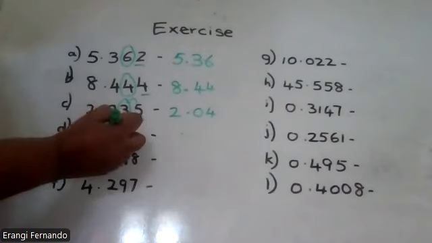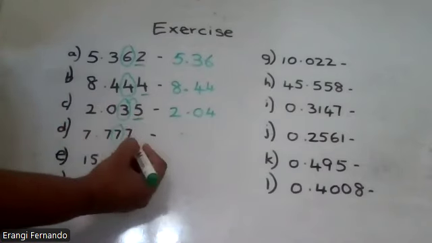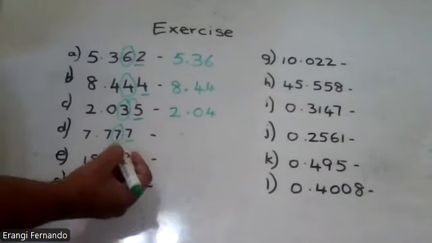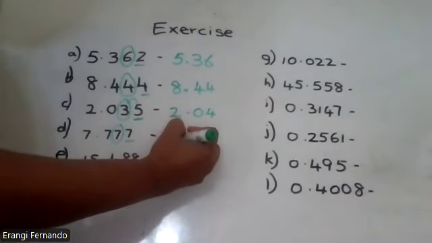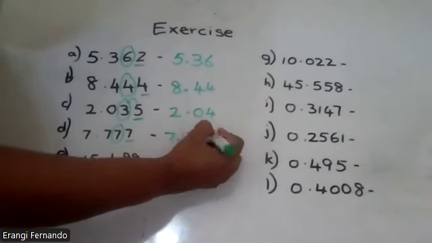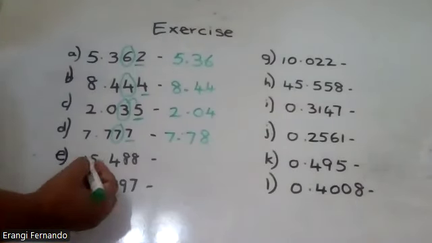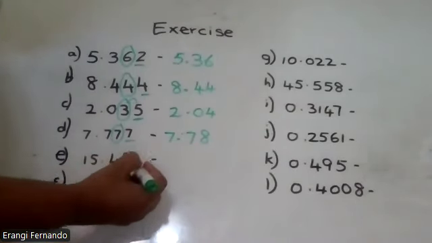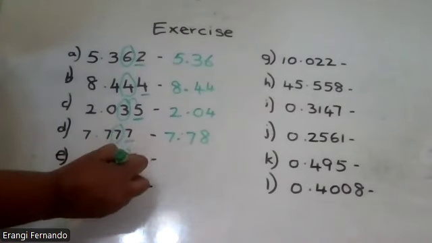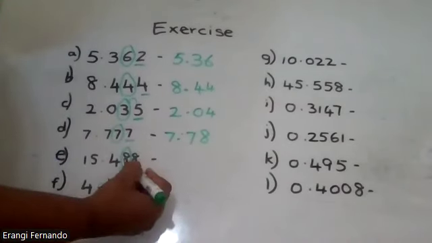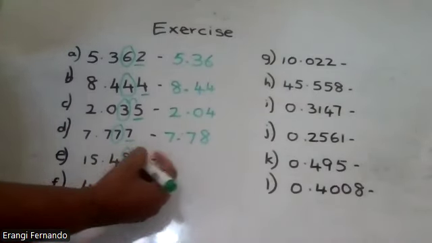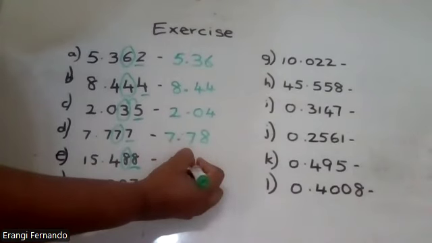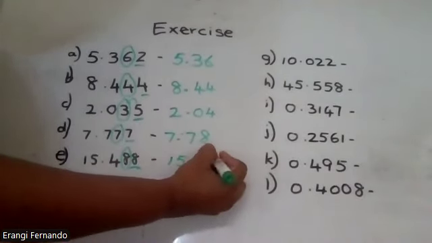The next one, 7.777. The second decimal place is 7. You have to consider the next-door value. It's 7. It's more than 5. So when you round off to the second decimal place, it's 7.78. Next, 15.488. The second decimal value is 8. You have to consider the next-door value, which is 8. If it is more than 5, you have to add 1. 15.49.